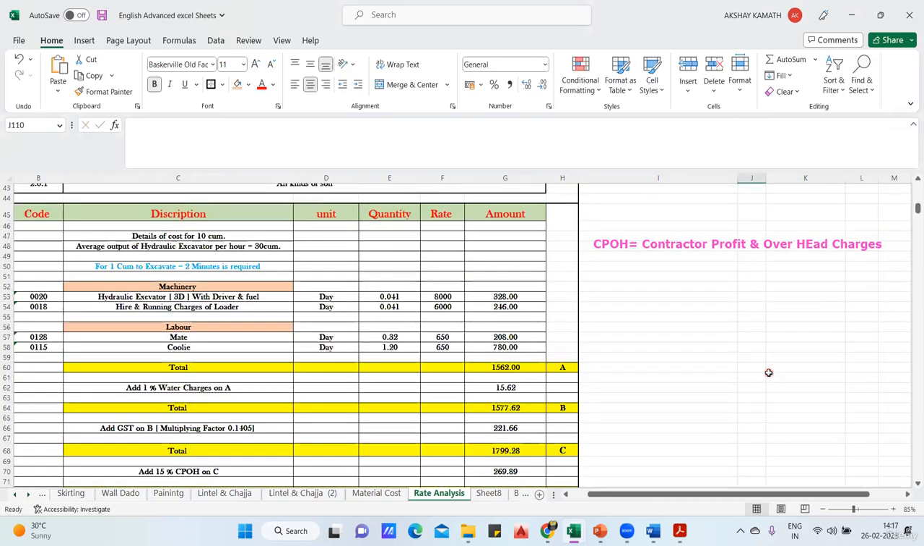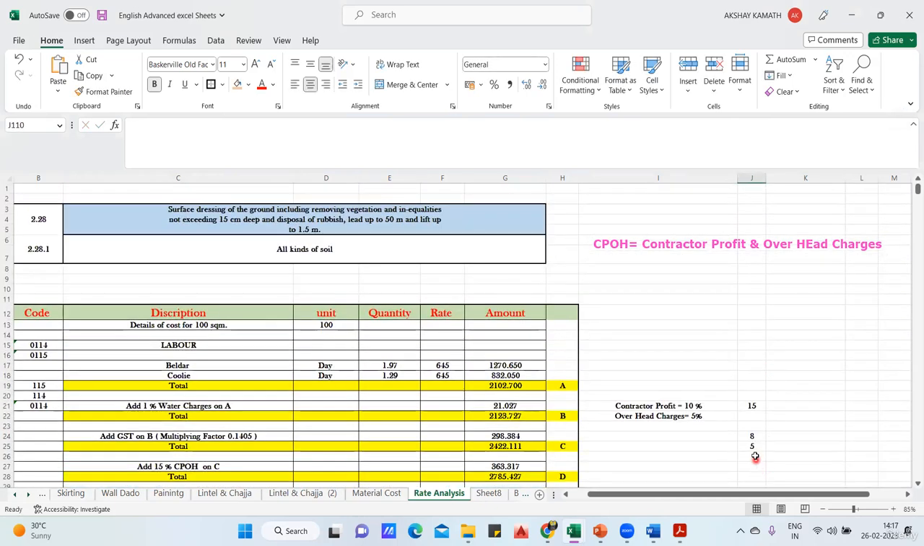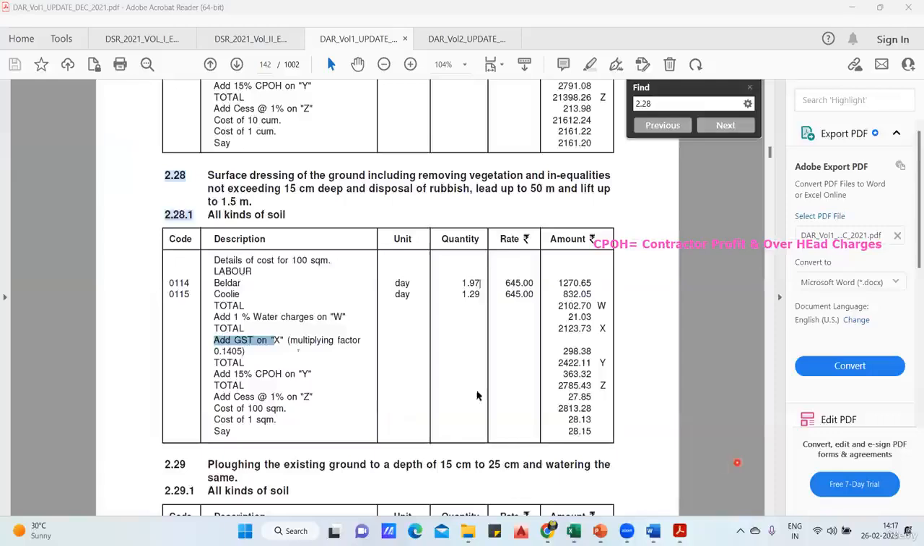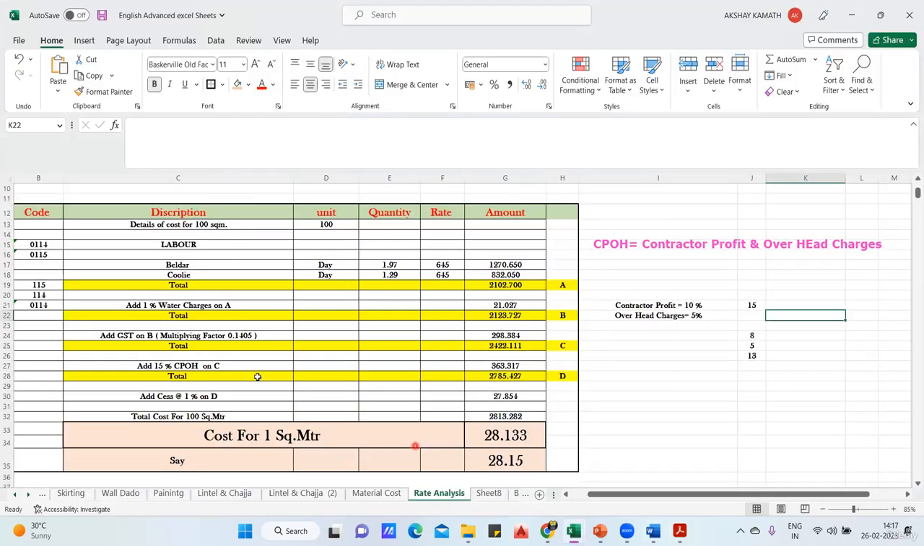You're getting my point? So it totally depends on the project, and totally depends on the contractor, how he is going to put the rate. 13%. In that case, you'll take 13% and do your rate analysis. So that is how it is. But according to the code book, it is telling you can go up to 15%. 15% you can add as contractor profit and overhead charges. So that is the reason in my Excel sheet I've done 15.